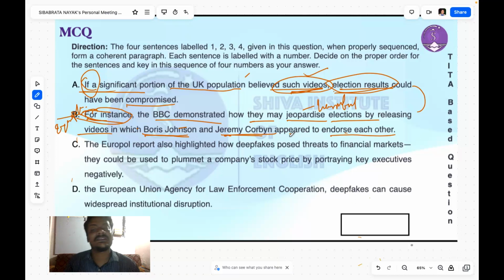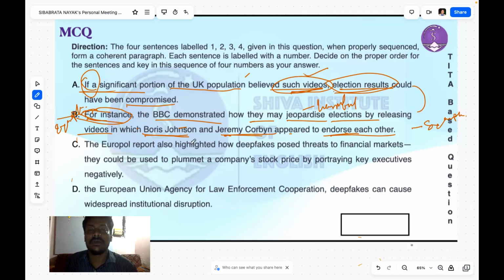Now, in that case, option B also states one particular instance or example where Boris Johnson and Jeremy Corbyn's videos have been found out, where one is making an endorsement to the other, right? BBC demonstrated that it is clearly an example which may hamper the election, right or not?